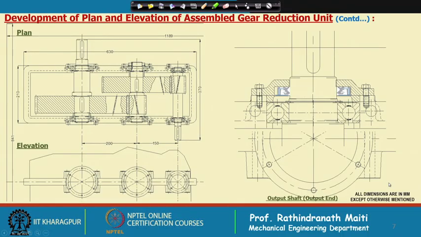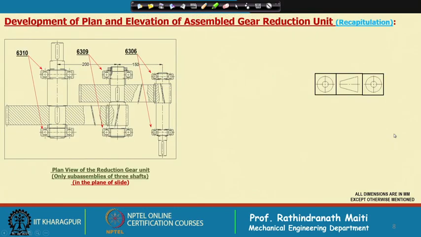Then we have just shown the elevation part of this, half elevation, that it will look something like this from this side. Okay. So, here I think in the last slide again I mentioned that we have taken this view in third angle projection, and probably in the next part we will go into the housing in further details, how the other components, what should be there in this gearbox.